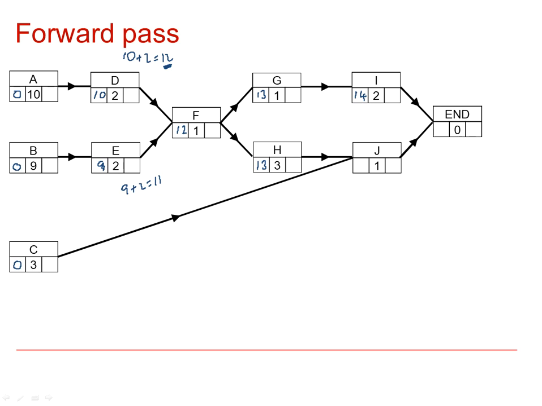J's got 2 coming into it though, so we've got to go right back to the beginning to C and see that 0 plus 3 is 3, but 13 plus 3 is 16. So therefore J, the earliest it can start, is at time 16.